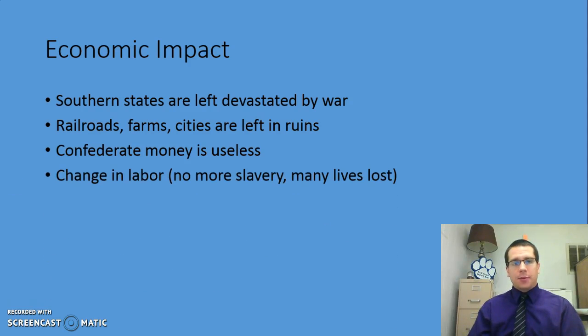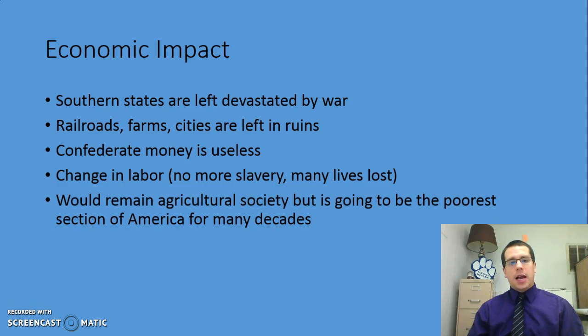Change in labor. There's no more slavery, right? So slavery is completely taken away, and all of the lives that are lost, all those people cannot be in the workforce either. So complete and utter destruction of the economy in the South. They are going to remain an agricultural society, but it's going to be the poorest section of America for many decades after this. Industrialization does not hit many cities until the 20th century, and in some spots today, in 2016, it is still an agricultural society with little to no running water, electricity, things like that.